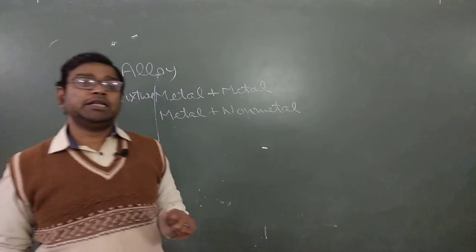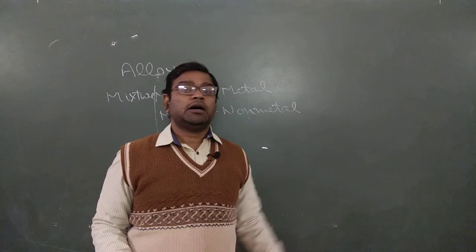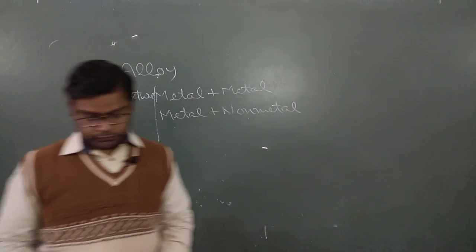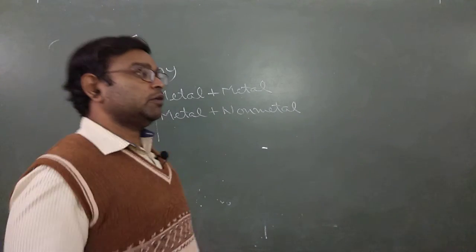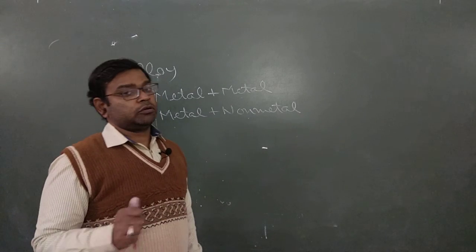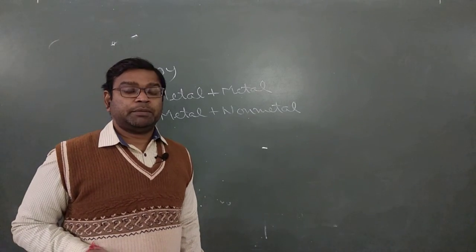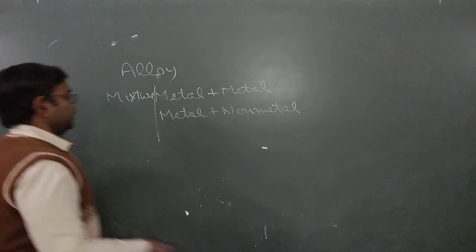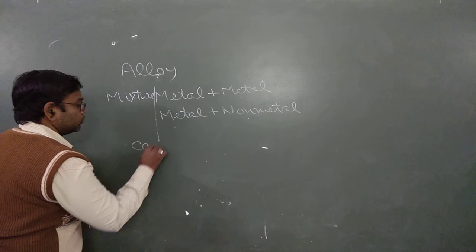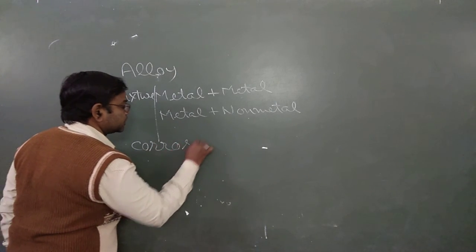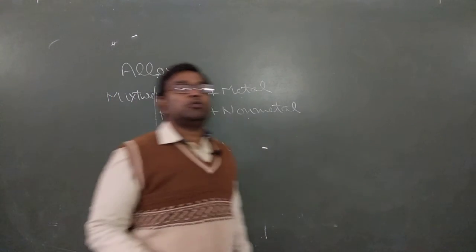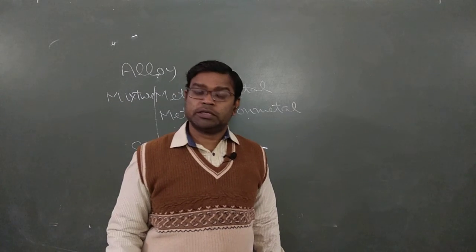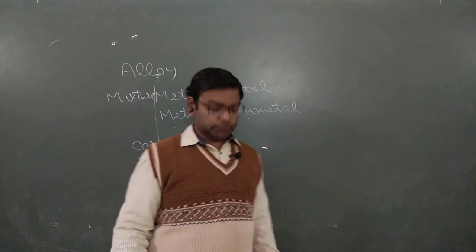For example, steel is stronger than iron. But what is the use of making alloys? Not only capacity, but also to avoid corrosion. What is corrosion? We will discuss it afterward. For example, steel is made to prevent iron from rust. Rust is a type of corrosion.